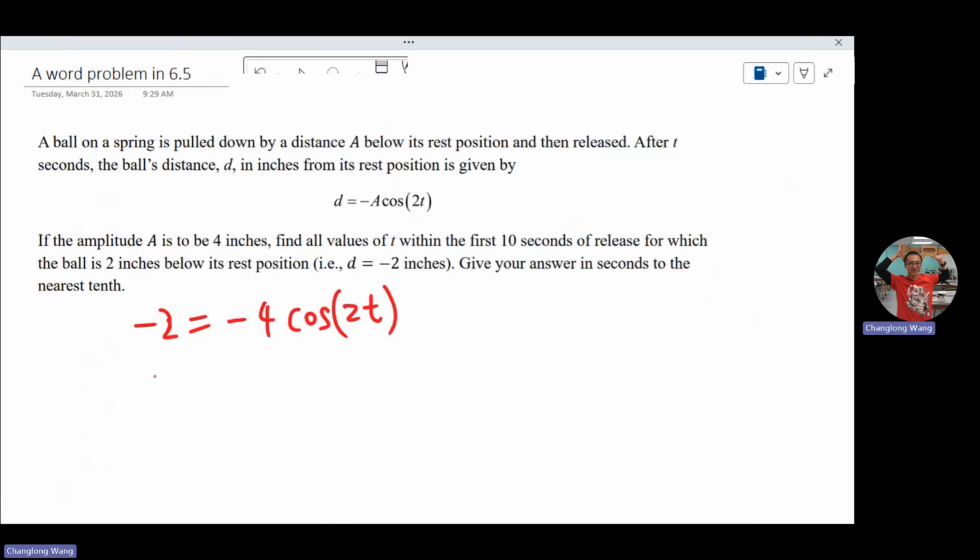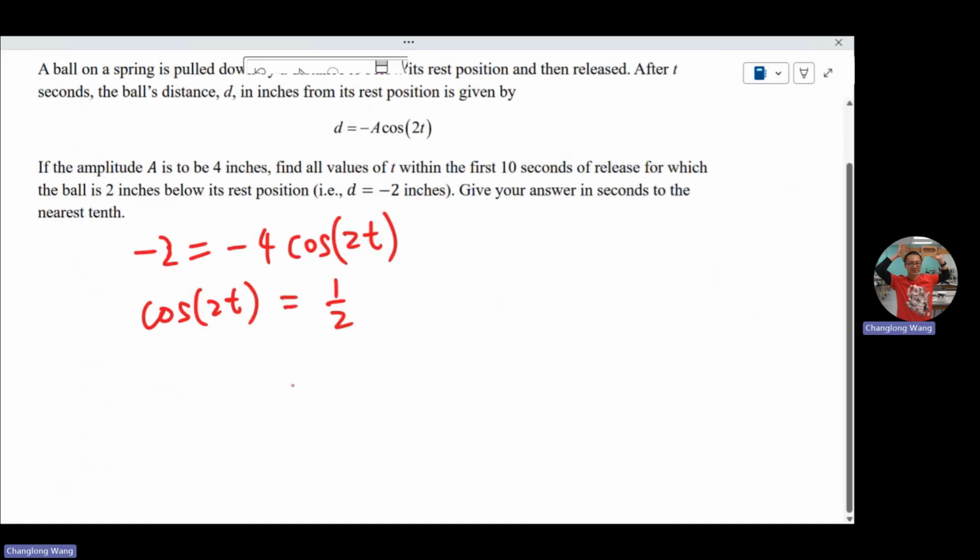You will isolate cosine 2t, which is 1/2. So now I guess if I were to write 2x, then you see, oh, we did that before. That's one of the questions in a packet. But what difference does it make? T is unknown, just like the x. It's just that T has a meaning now. It's time, and it better be in seconds.